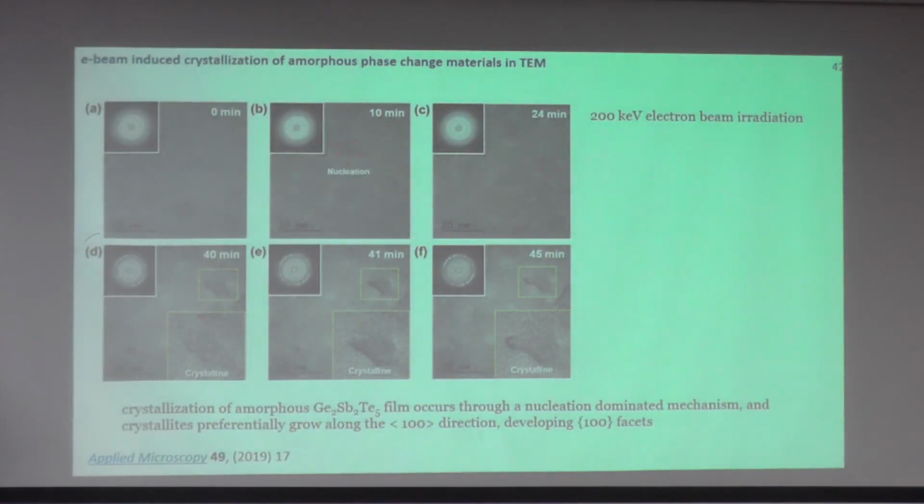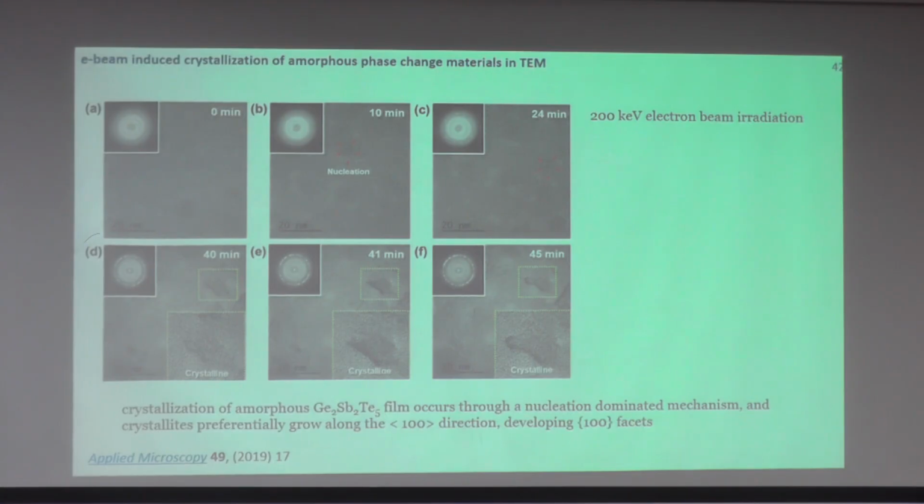So now let us look at the electron beam induced crystallization of amorphous phase change material. Here in this case GST 2 to 5 was studied, and here a 200 kiloelectron volt electron beam was used. At the starting point we see amorphous GST 2 to 5. The electron diffraction shows diffuse rings. It's a signature of amorphous material.